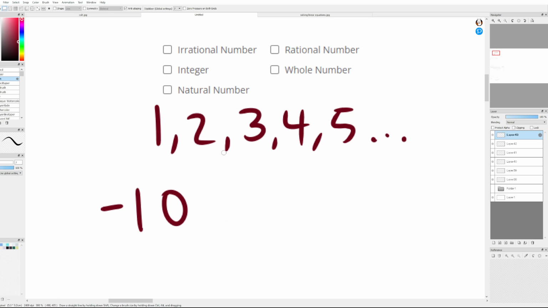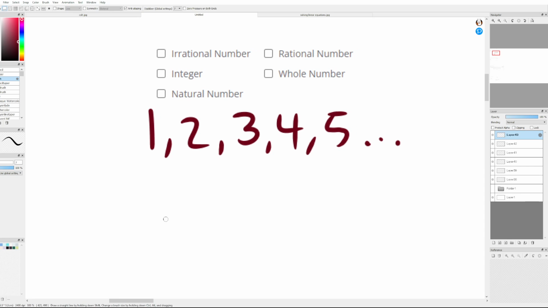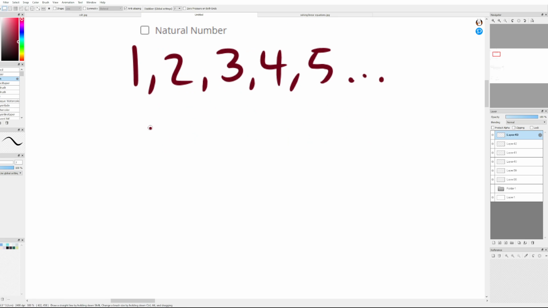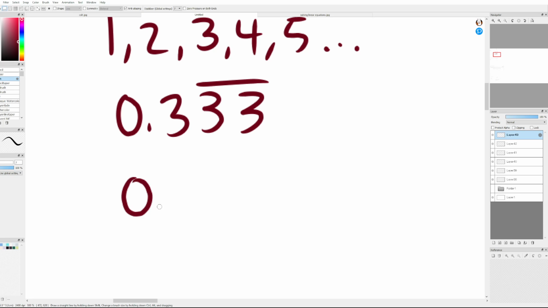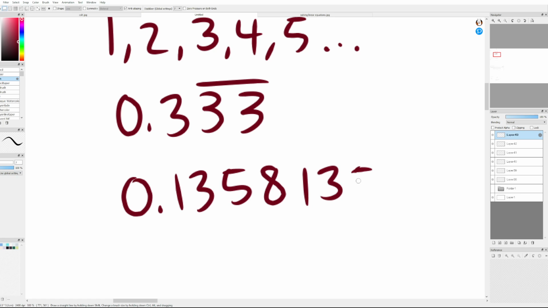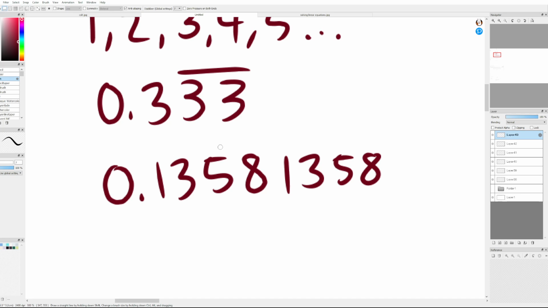And rational numbers are basically repeating or terminating decimals. So if you have something like 0.333 repeating, that's the same as 1/3, and 1/3 is a rational number. If it's something like 0.1358 where it repeats like that, that's also a rational number because it repeats. That means it can be represented as a fraction.